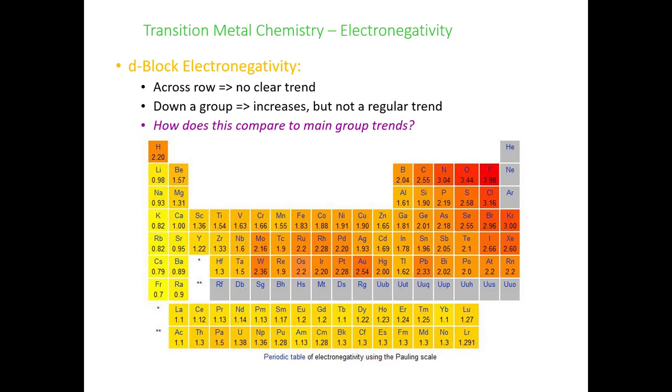Down a group, the trend for the transition metals is the opposite of the main group trend, where going down a group, electronegativity decreases. This could partially be a consequence of the poor shielding provided by the f orbitals, but electronegativity kind of falls apart for the transition metals.